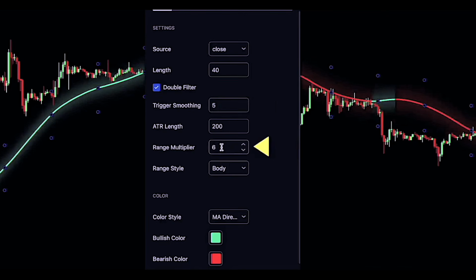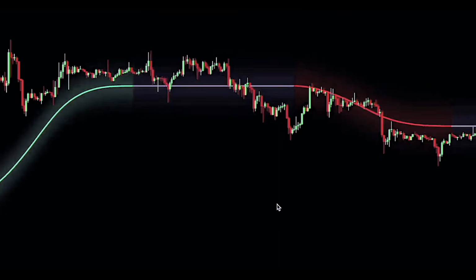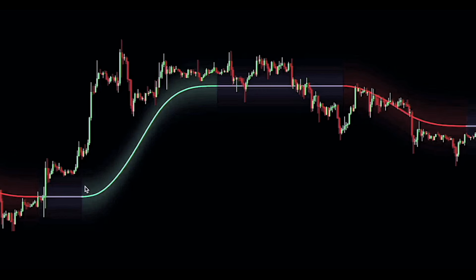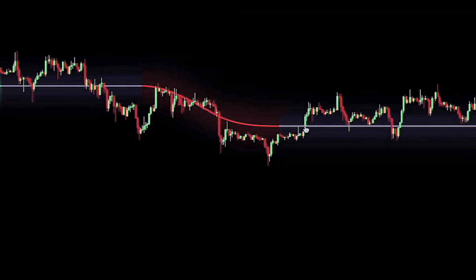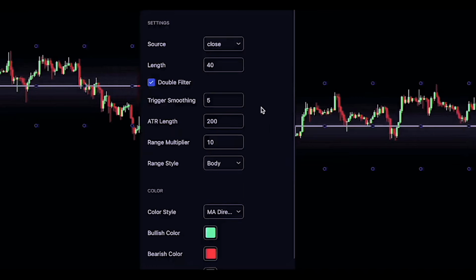You can also change the range multiplier, which affects how the moving average reacts to price movements. The higher the number, the less sensitive it becomes. For example, if you set it to 10, the indicator becomes much more precise at identifying market ranges, and you'll see how smooth the line looks.